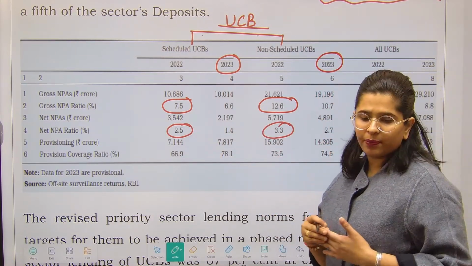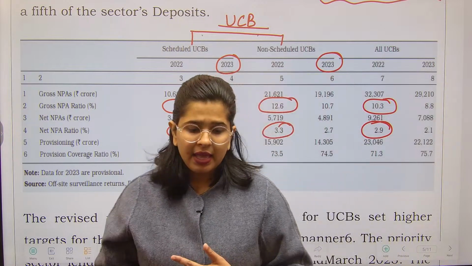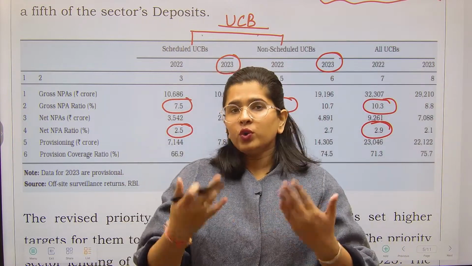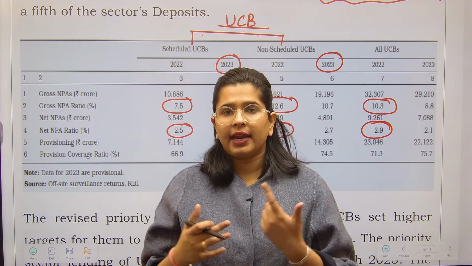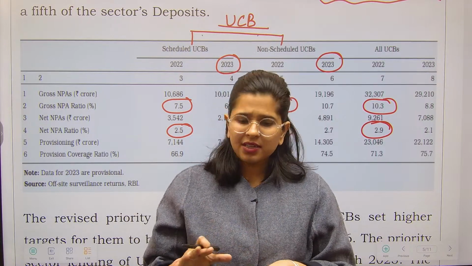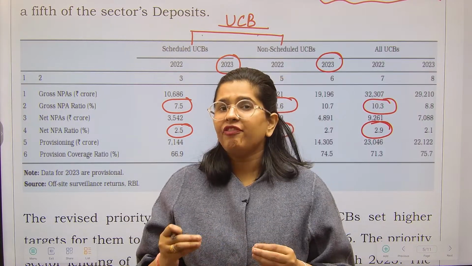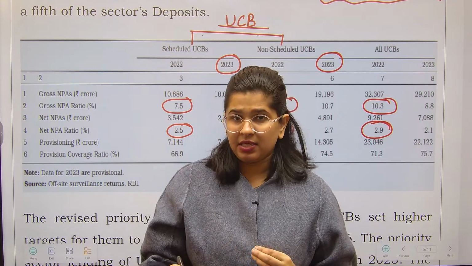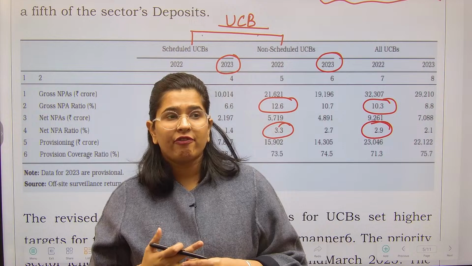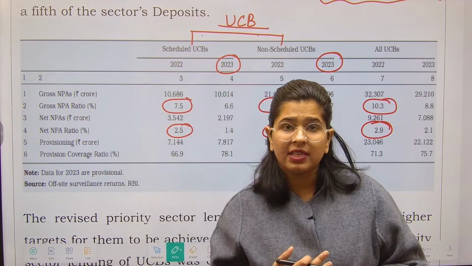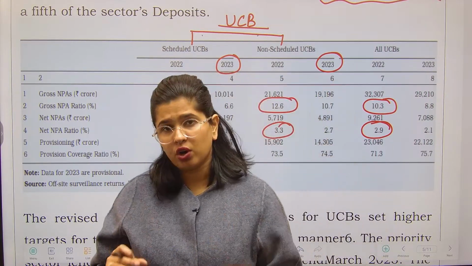What is the difference between gross NPA and net NPA? See, you are incurring a loss of 10 rupees. That is the gross NPA, right? But if you have made some savings to cover that loss, for example, suppose I have made 7 rupees worth of savings in order to cover that loss.